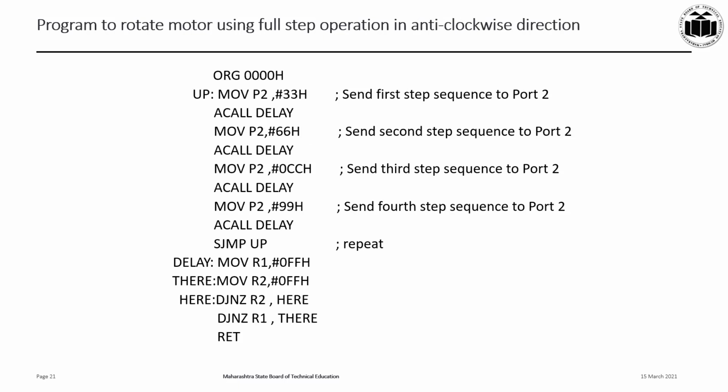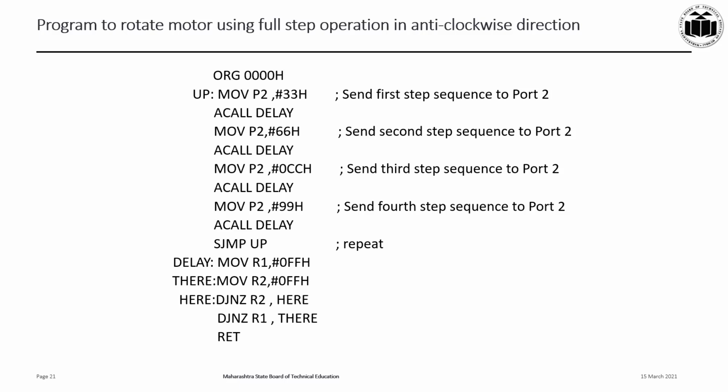To rotate the stepper motor in anti-clockwise direction, we need to follow steps from step number 4 to step number 1. So the first instruction, MOV P2, #33H, sends the first sequence to port 2, which is actually the fourth step in the sequence table. So we go in the reverse order.